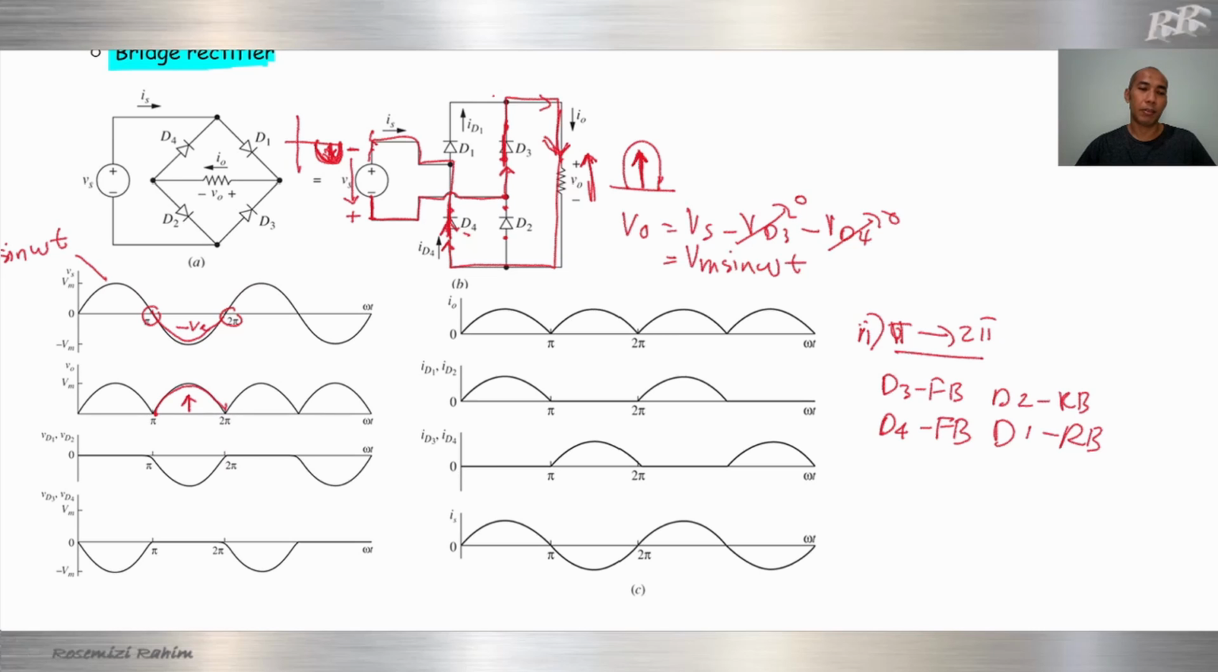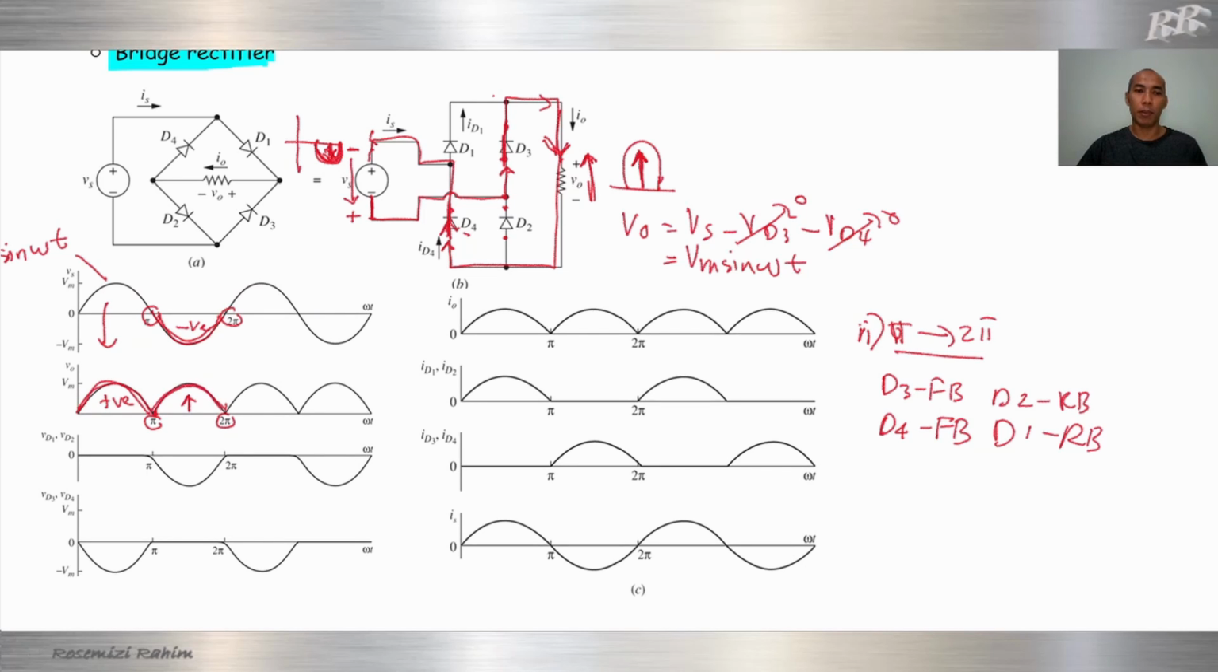Okay, positive. From pi to 2 pi, output is positive. Our input is negative. However, the output will be positive. So first waveform positive becomes positive. Second waveform negative becomes positive. So we have a pulsating waveform here.